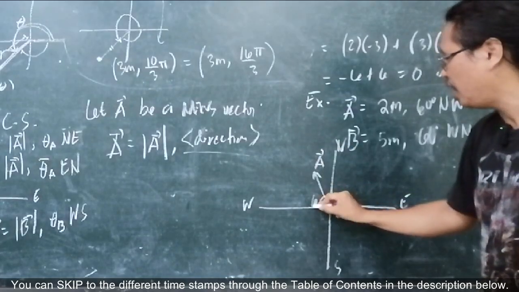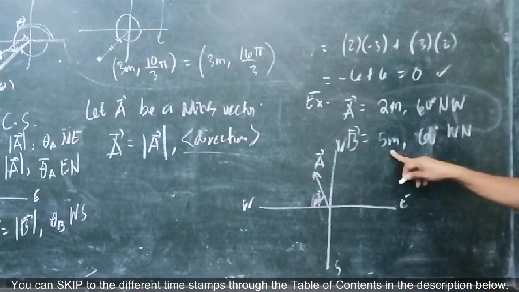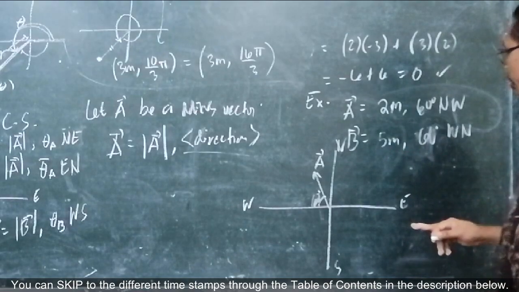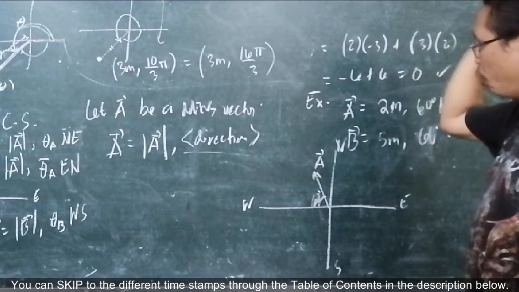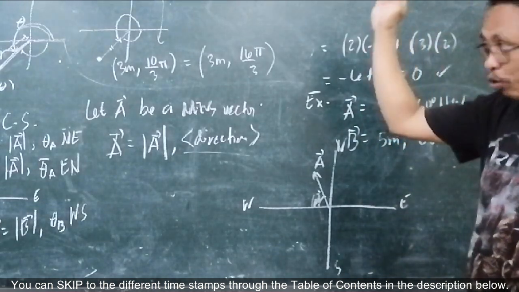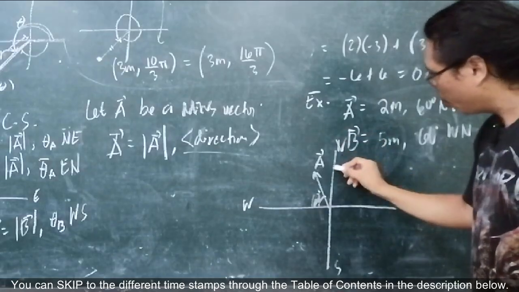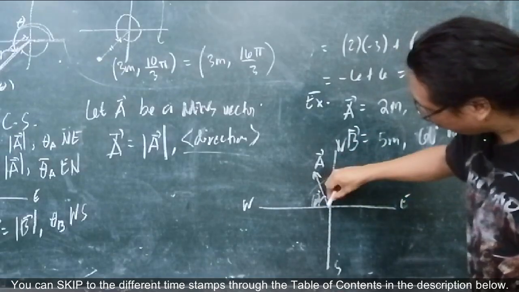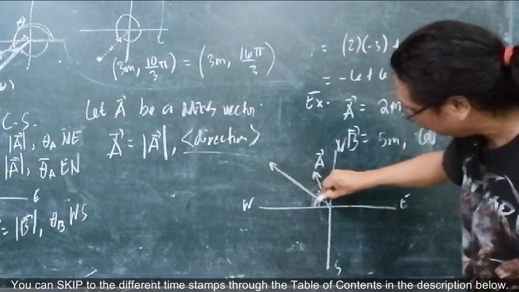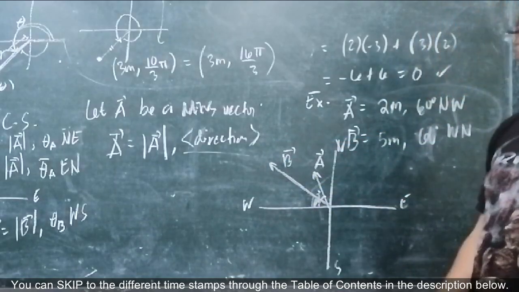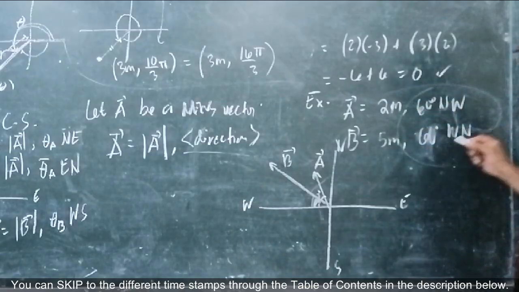This is 60 degrees. How about B? This is 5 meters west of north. That means that from north you go in the direction of the west by 60 degrees. So north, rotate by 60 degrees to here, and walk by 5 meters. It's quite longer, no? So this is vector B. So this sense of directionality is important.